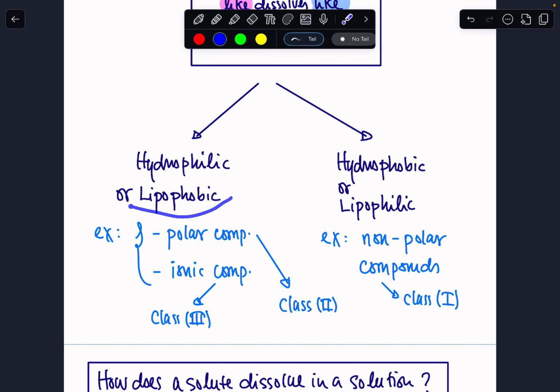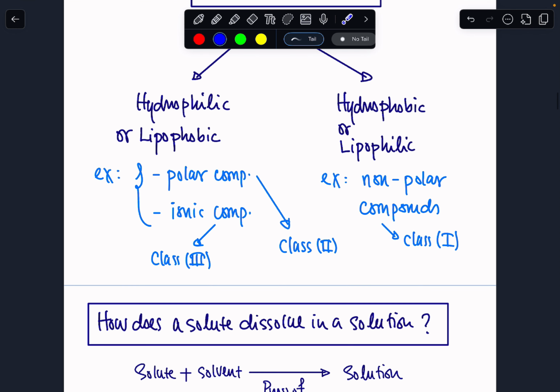Essentially, this means that if you like water, you're going to dislike fat. By the same token, on the right, if you have phobia or you're afraid of water, if you don't like water, then you must like, or philic, lipo or lipids. The examples that pertain to the first group on the left include polar compounds, such as glucose and alcohols, and you also have ionic compounds in this group. Those include things like sodium chloride and magnesium hydroxide.